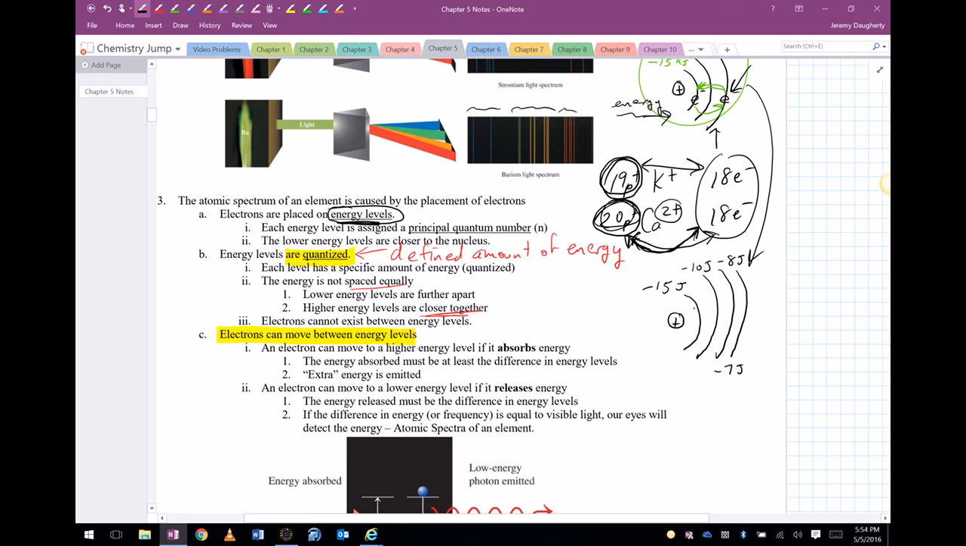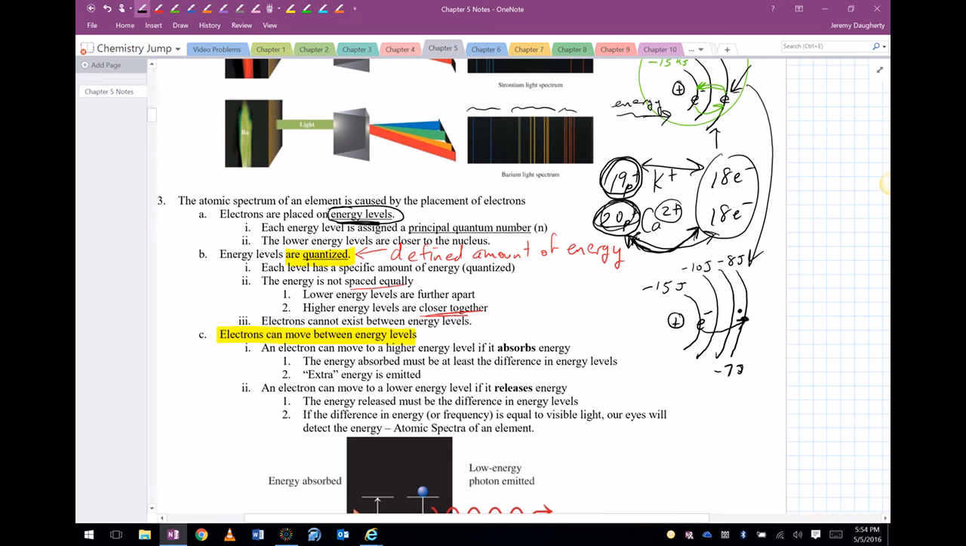But to move between energy levels, so here's this electron that's on negative 15, in order for this guy to go all the way up to this top energy level, the negative 7 joules energy level, it has to gain 8 joules of energy. If it doesn't gain 8 joules of energy, it doesn't move up to that energy level. It can't gain 7.5. It can't exist between energy levels. Either it's on the energy level or it doesn't go at all.